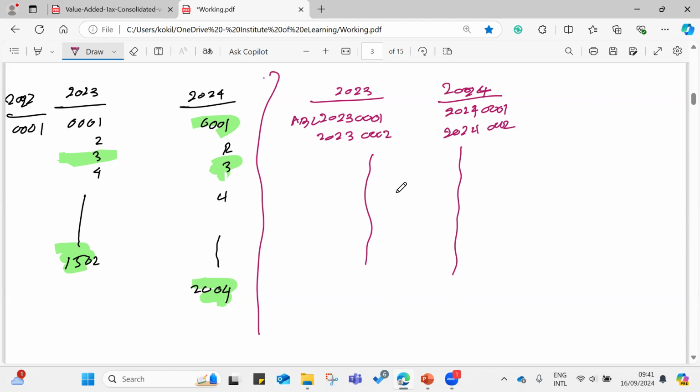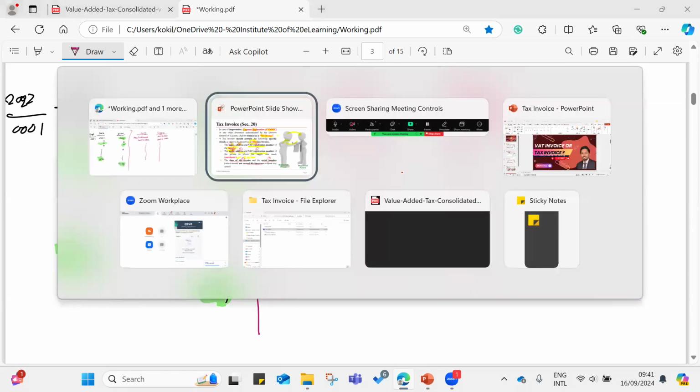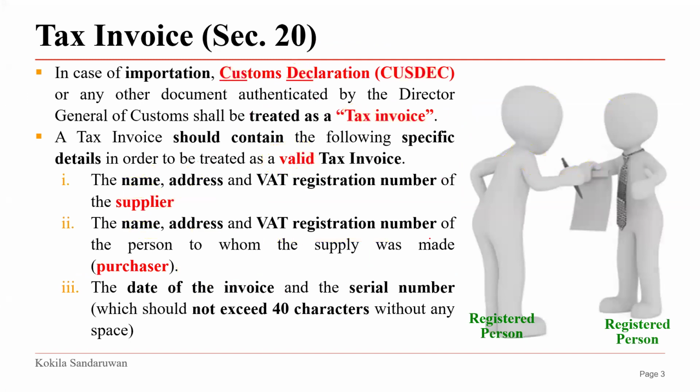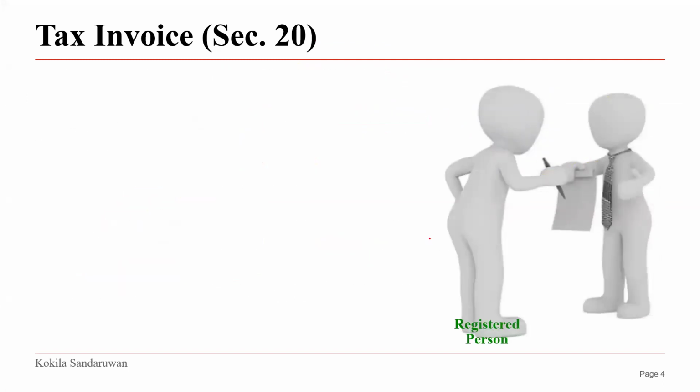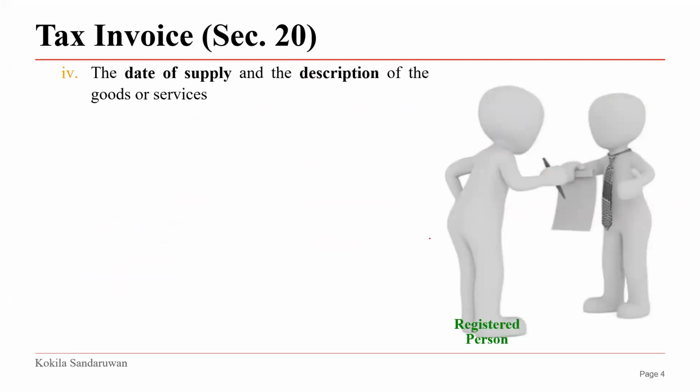For verification, the other party also won't struggle, and there won't be any duplication. Then you can easily verify, and the other party can claim the credit, and you also get the same benefit. You can also get the credit if you are claiming input from other parties. Then let's discuss the date of supply and description.